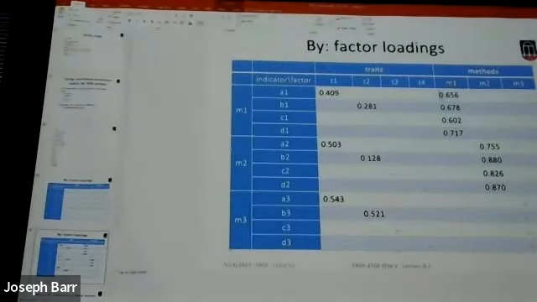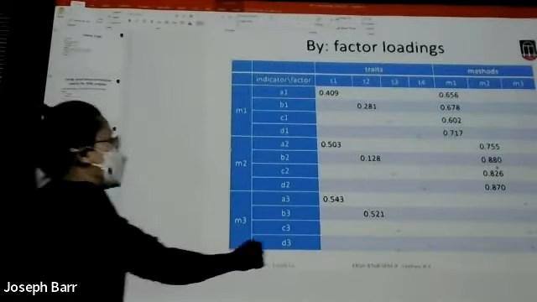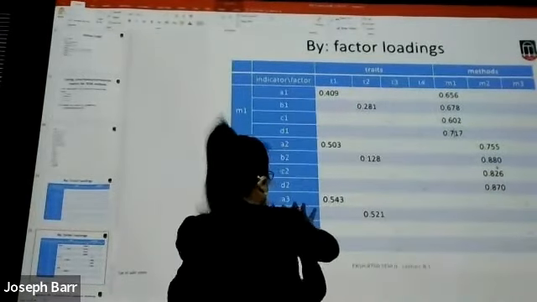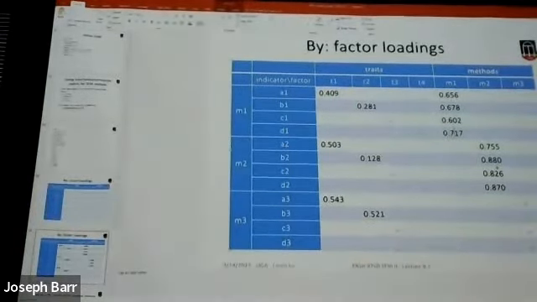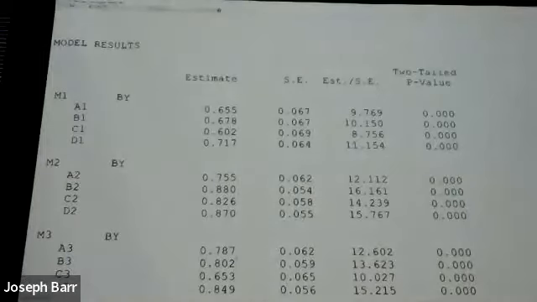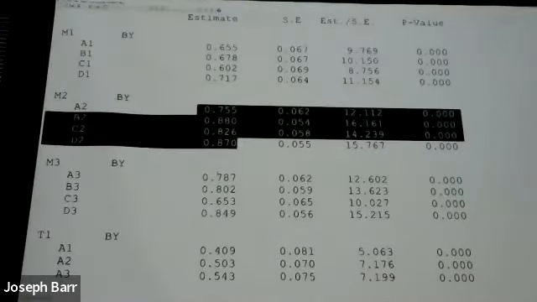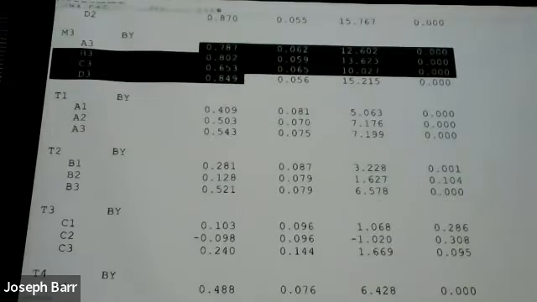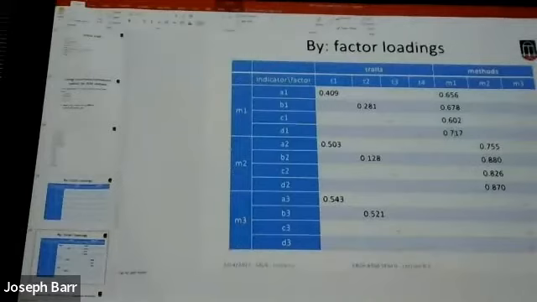It is here, okay? 0.656, 0.678, 0.602, 0.617. These are for method 2. Method 2 is measured by these 4. So you can continue. Finish this. This is for M2. Let's finish table 5.